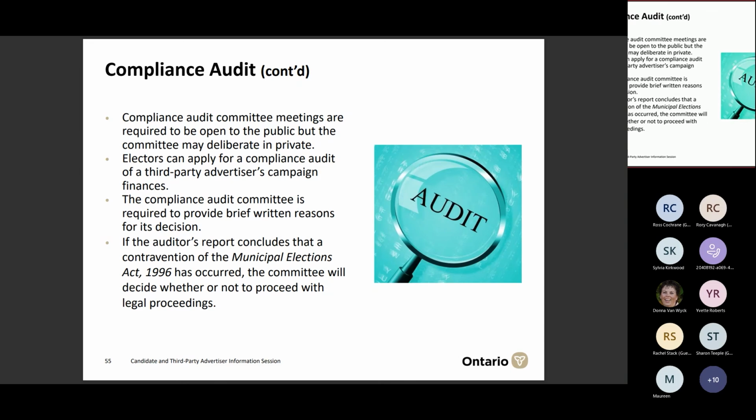The Compliance Audit Committee considers the auditor's report, and if they determine that there has been an apparent contravention of the Municipal Elections Act, the committee will decide whether to proceed with legal action. Decisions of the committee may be appealed to the Superior Court of Justice. A person who believes that a candidate has contravened the Municipal Elections Act may proceed with legal action without having first obtained a compliance audit. Next slide, please.